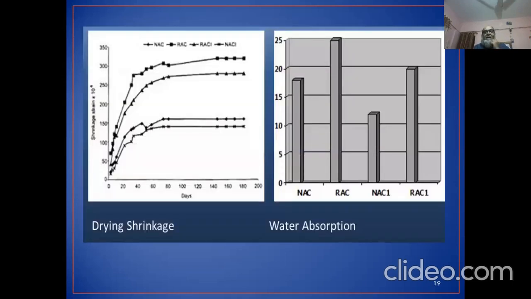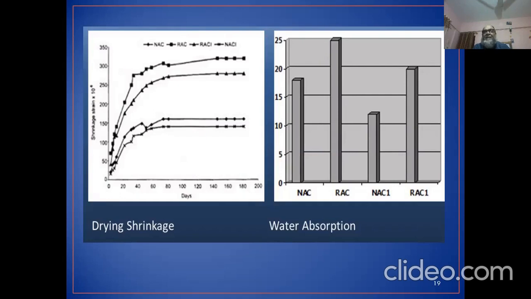This is the effect on the drying shrinkage. Obviously, RAC has more shrinkage value as compared to the normal concrete, and that's very obvious. And this is the graphical depiction. We say RAC has 25% water absorption. Normally, the RAC water absorption is more as compared to NAC, but with fly ash it has reduced to 5%. So that's why I was saying.